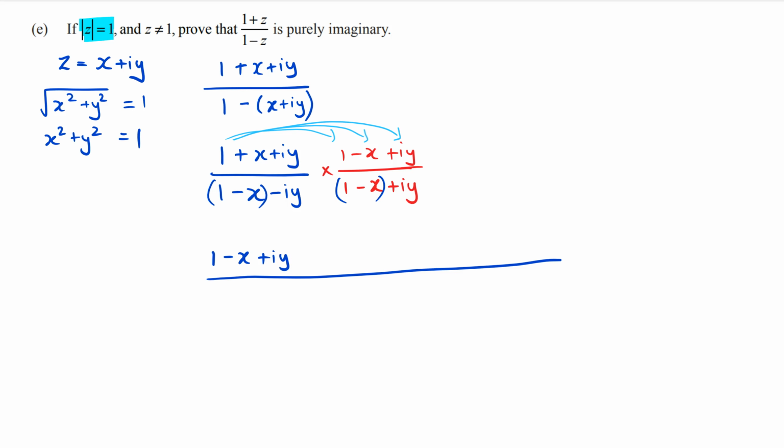Next, I'm going to repeat the process with x. So x times 1 is x. X times minus x is minus x squared. X times iy is xiy. Then I've got to do it with the iy itself. Iy times 1 is iy, minus xiy, plus i squared y squared. Now that's all divided by 1 minus x squared, and I don't have to worry about the inside terms, minus i squared y squared.